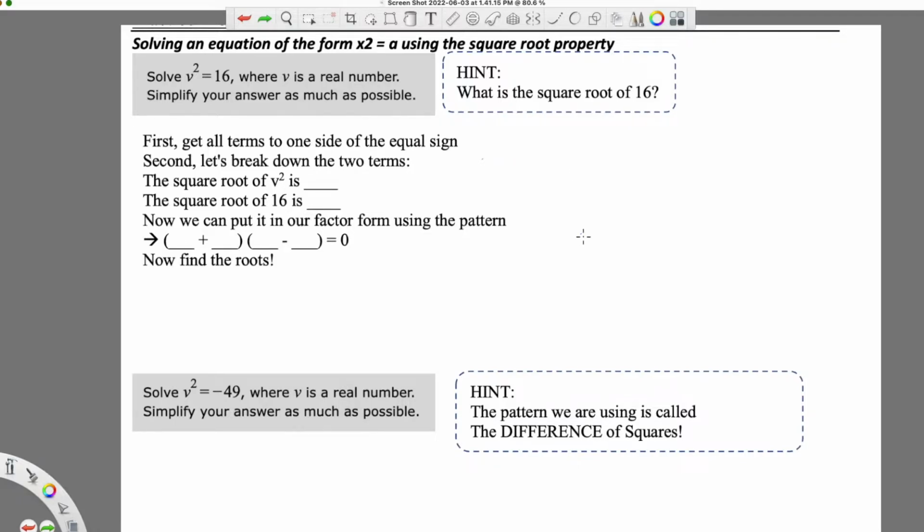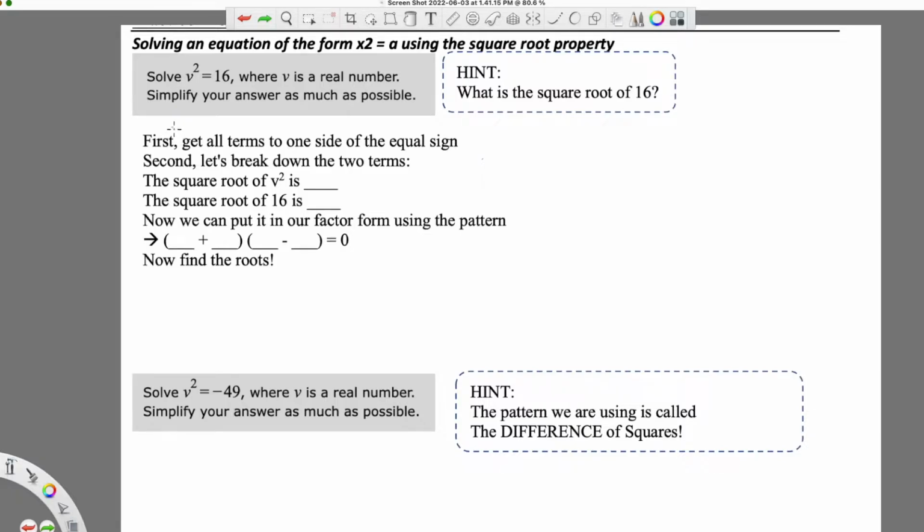Where are my zeros? So now that we know this pattern of the difference of squares, let's go ahead and use that to help us solve an equation. So this one actually has two different methods, and I'm going to show you using the difference of squares and then also using what is called the square root property. So we have v squared equals 16, where v is a real number. Simplify your answer as much as possible. So they want us to solve this. They want us to find the zeros.